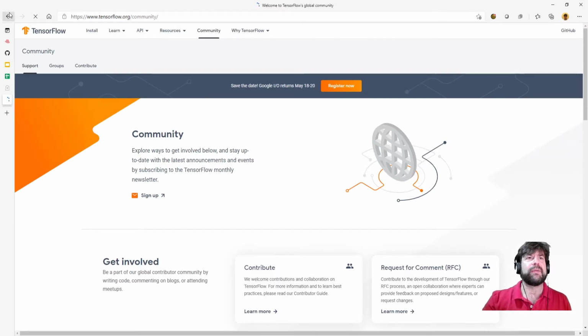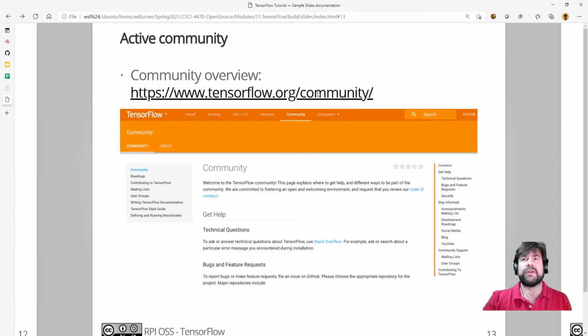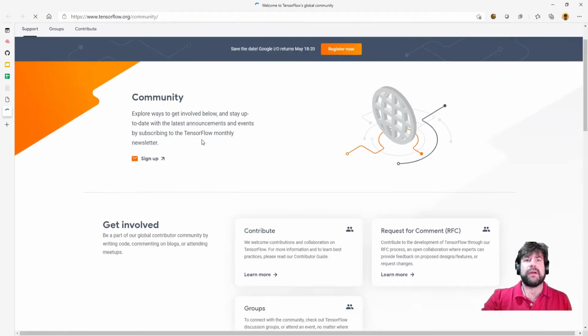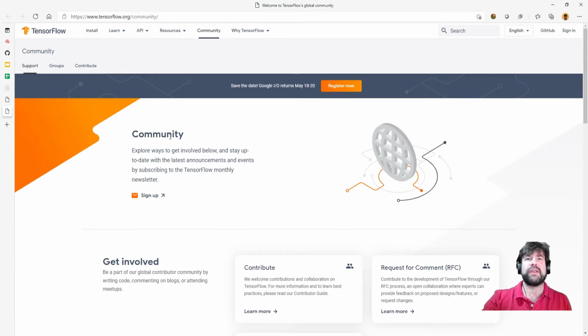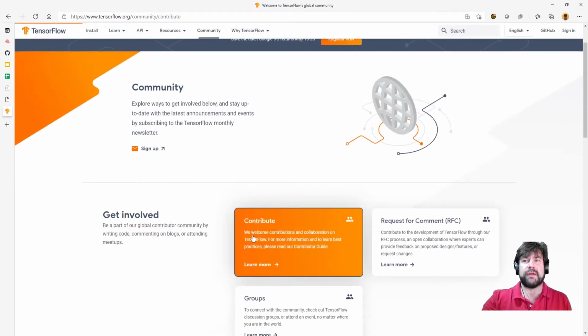And you know what? I'm going to do this the old-fashioned way. We will open this in a separate window so that I don't have to keep paging back. They have this extensive network, and they have a number of ways. Right on this front page, on the community page, it tells you how to get involved. It tells you how to contribute.